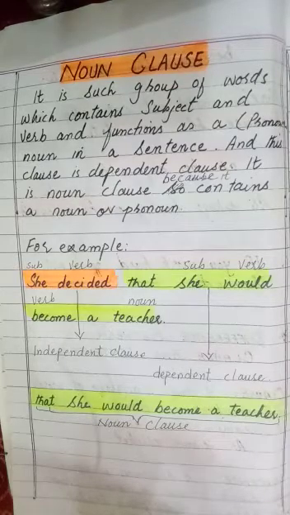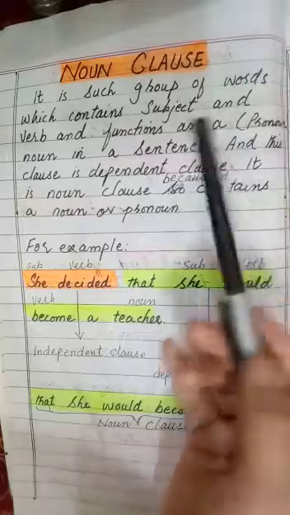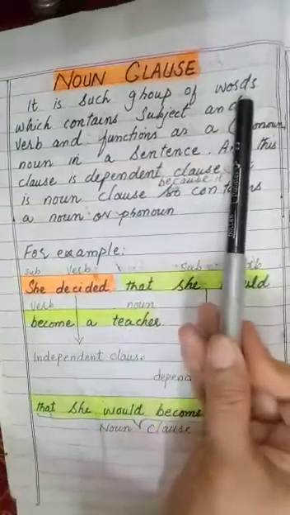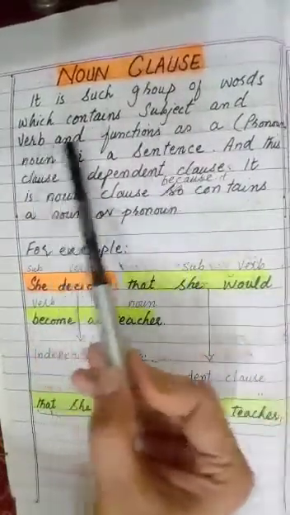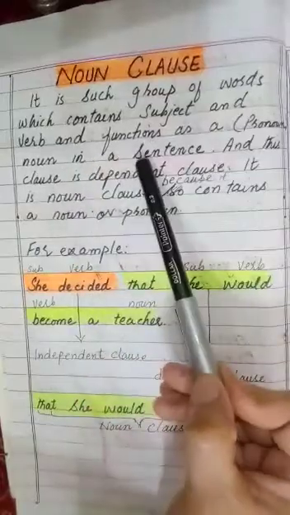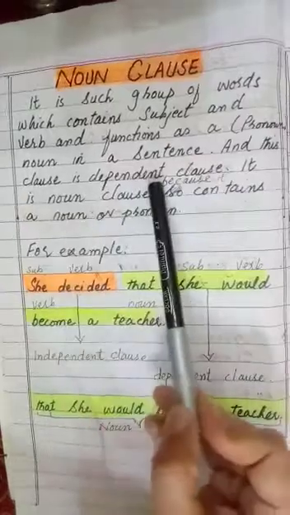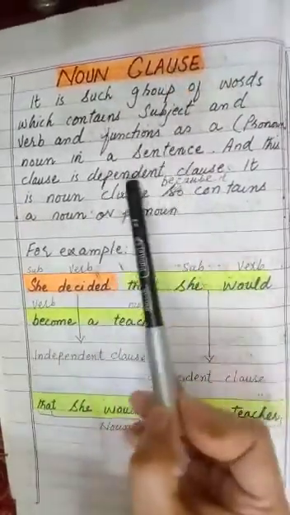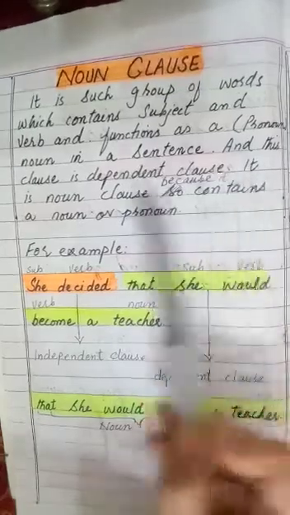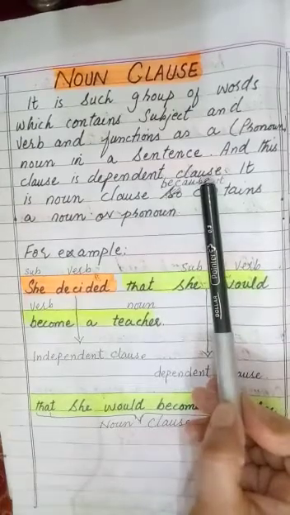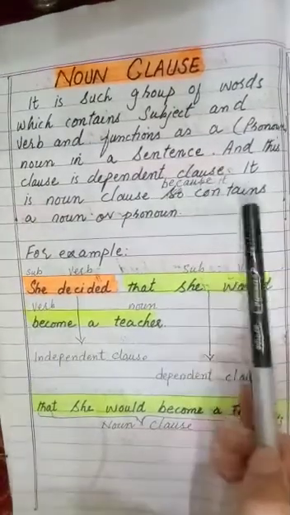Alright, now here the topic is noun clause, and this topic is there for your exercise E on page number 9. So before doing that exercise, let me give you the definition of noun clause. It is such a group of words which contains subject and verb and functions as a noun in a sentence, or that noun sometimes can be a pronoun, right? And this clause is dependent clause. Noun clause is always a dependent clause, right? And it is noun clause because it contains a noun or pronoun. Like in noun clause, you will see either noun will be there or pronoun will be there.